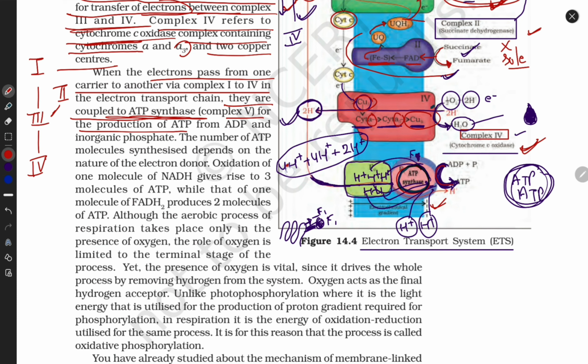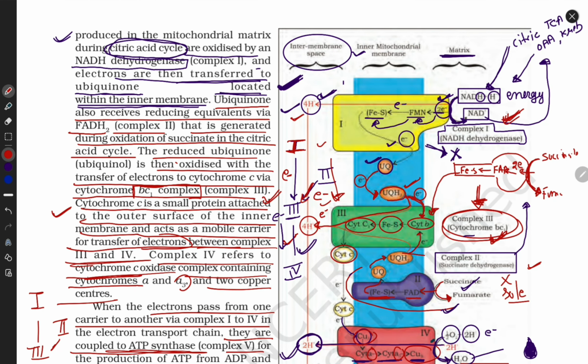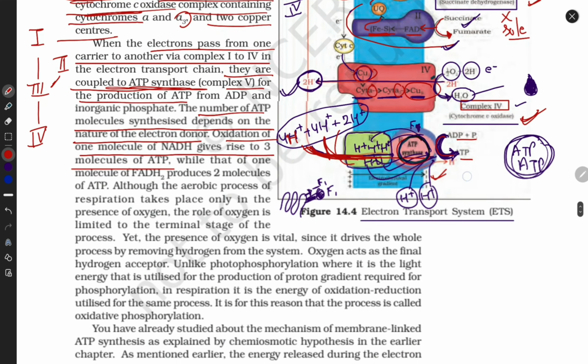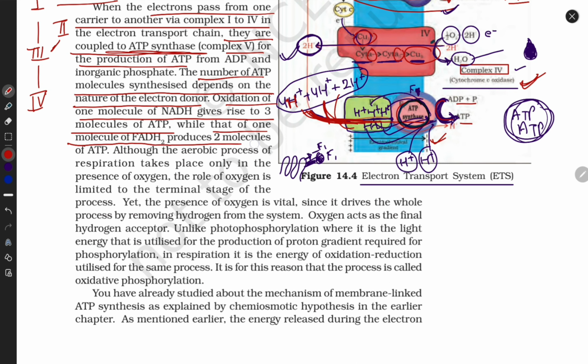Every hydrogen ion contributes to ATP formation. So the number of ATP molecules synthesized depends on the nature of the electron donor. Oxidation of one molecule of NADH gives rise to 3 molecules of ATP. At the same time it releases 4 hydrogen ions, and from 4 hydrogen ions we get 3 ATP at a time. One molecule of FADH2 produces 2 ATP. So if we break NADH, it gives us 3 ATP; if we break FADH2, it gives us 2 ATP.